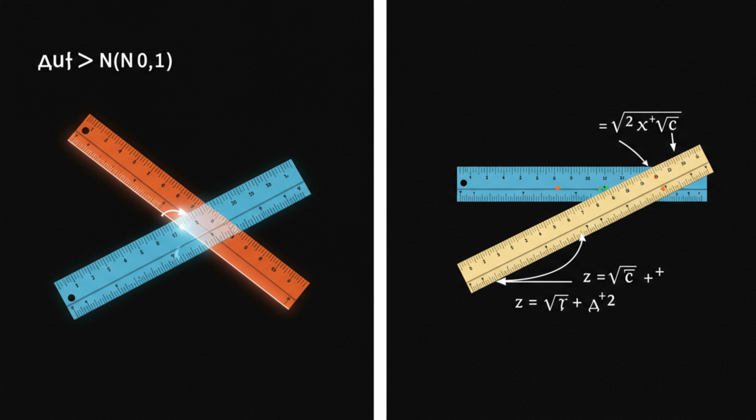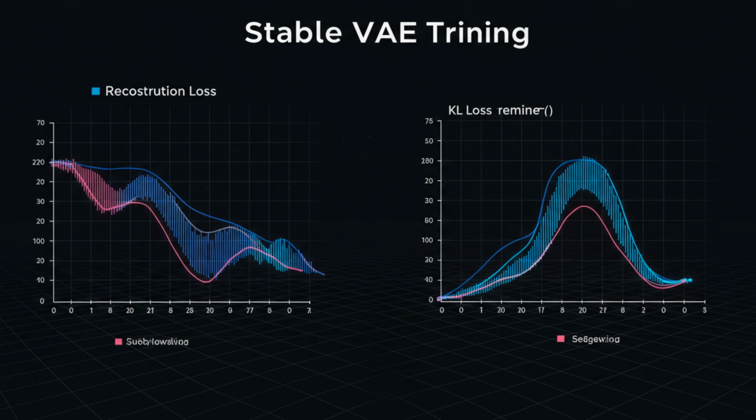Think of it like this. Instead of randomly picking a point on a ruler, you randomly pick a mark on a standard ruler, then scale and shift it to your desired measurement. This trick is vital for training VAEs effectively. It allows for the simultaneous optimization of both reconstruction and regularization losses via gradient descent.